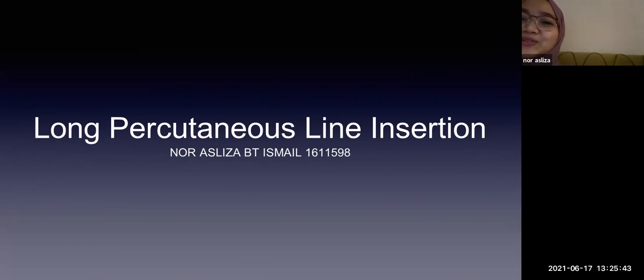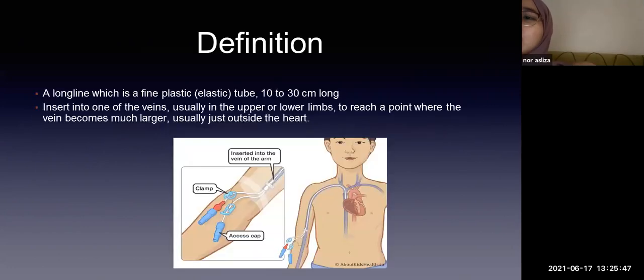Okay, I will explain the long percutaneous line insertion. It is a long line, a fine plastic tube, 10 to 30 cm long, inserted into one of the veins, usually in the upper or lower limbs, to reach a point where the vein becomes much larger, like our superior vena cava or inferior vena cava. And usually it is outside of the heart.